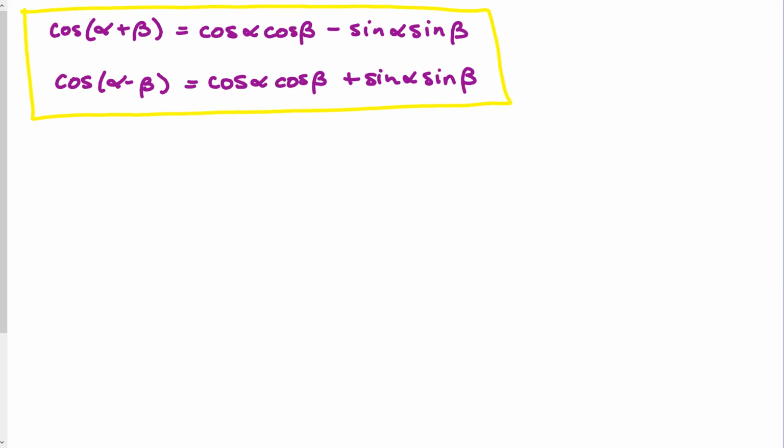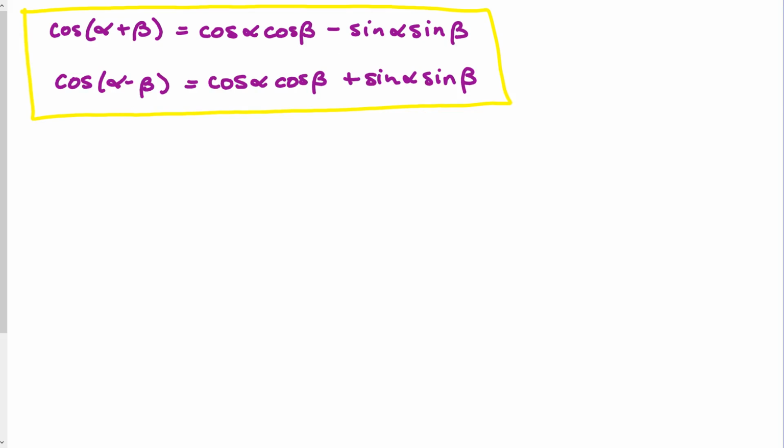And the different thing comparing this one to the last two we looked at is that when you have a plus for cosine, you're adding two angles, you actually have a minus in the identity, and vice versa. Okay? So let's go ahead and look at a couple of examples.